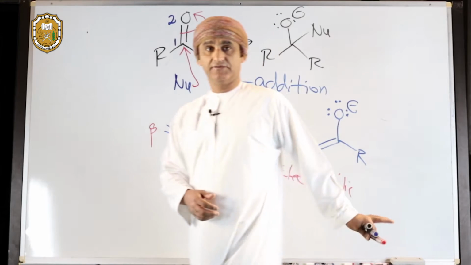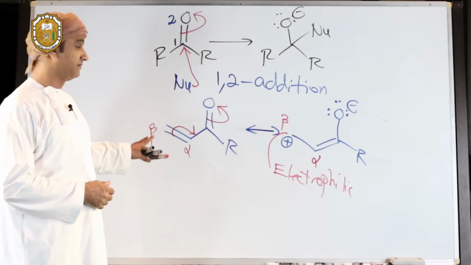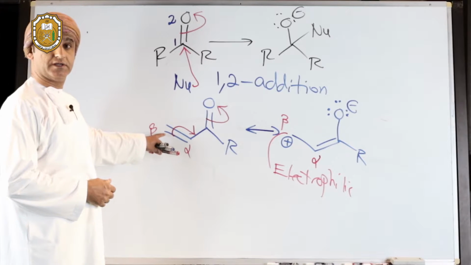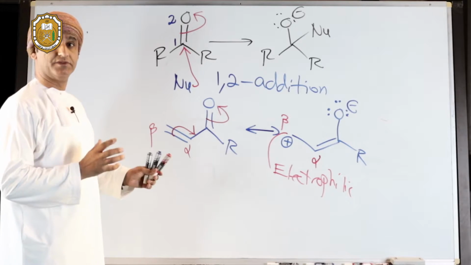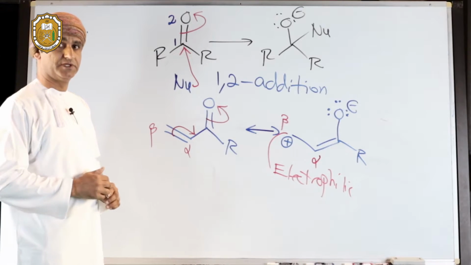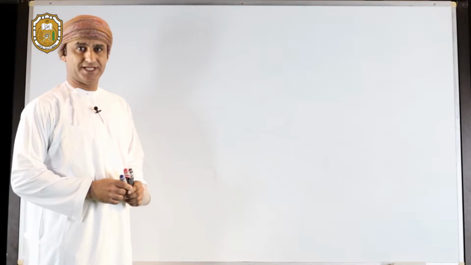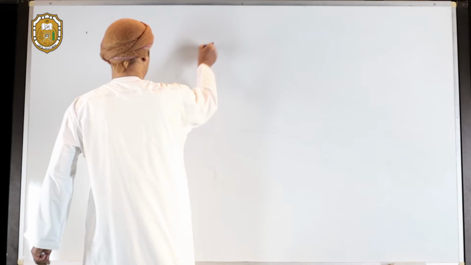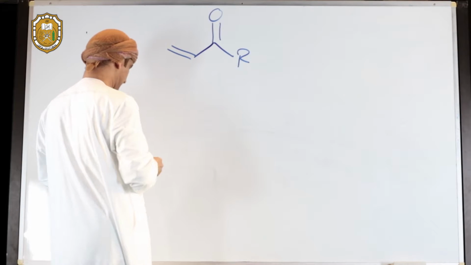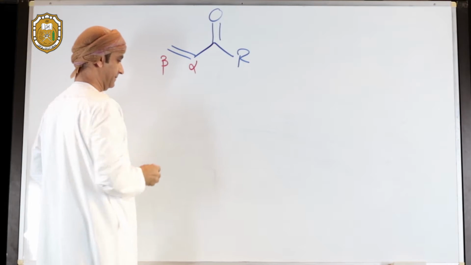So therefore, alpha beta unsaturated carbonyl compounds can potentially be attacked by nucleophiles at the carbon of the carbonyl group and or the beta carbon, depending on the nucleophile. Let's now take examples of the two types of nucleophilic addition reactions. Let's draw the structure of an alpha beta unsaturated carbonyl compound again. So something like that, a carbonyl compound that has a double bond between the alpha carbon and the beta carbon.